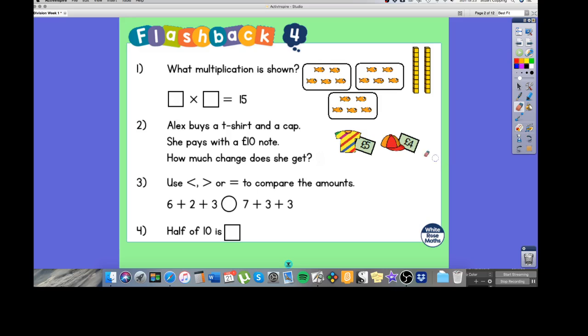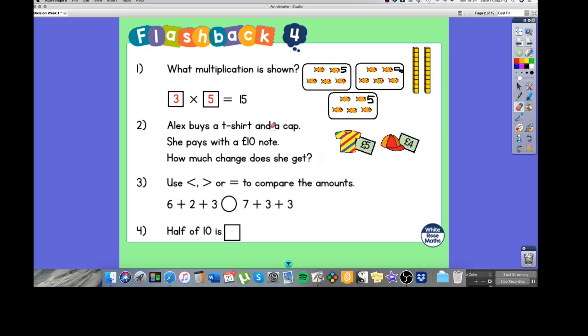Okay then, let's go through the answers. So here we have one group of 1, 2, 3, 4, 5. So we have a group of 5. Here we have a group of 1, 2, 3, 4, 5. And here we have a group of 1, 2, 3, 4, 5. So here we have 3 groups, because that's what the X means, groups of 5, which makes 15.